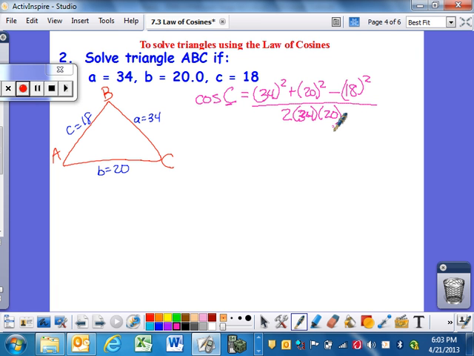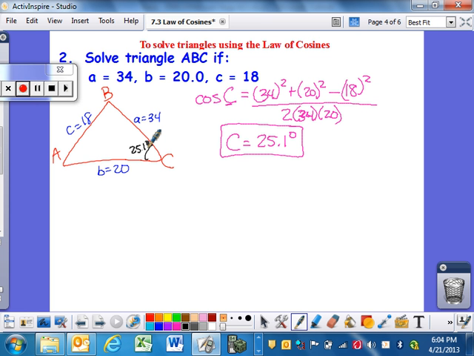Okay? And what you've got to do now is just do your math on the top and do your math on the bottom, and then take your cosine inverse. So if you guys do that math, I'm going to try to speed up just a little bit here. Your angle C will be 25.1 degrees. So take the cosine inverse of the number on top divided by the number on the bottom, and you will get 25.1 degrees. So I know that this angle is 25.1 degrees.